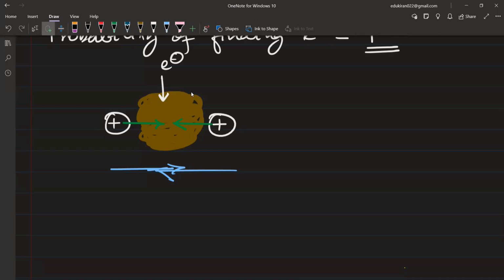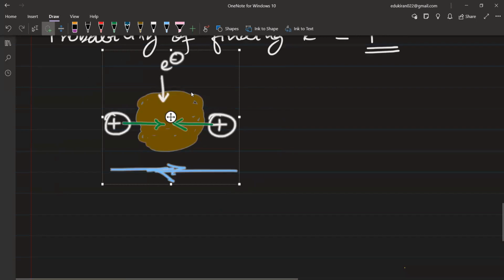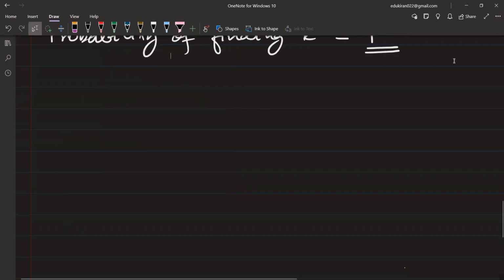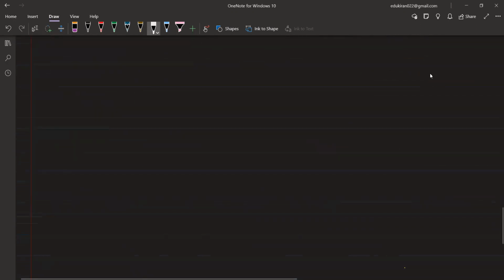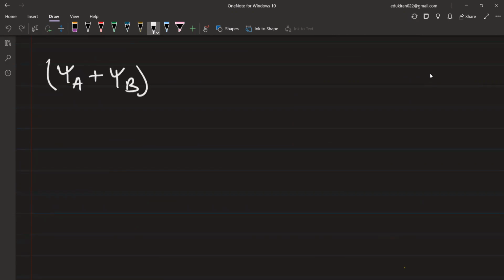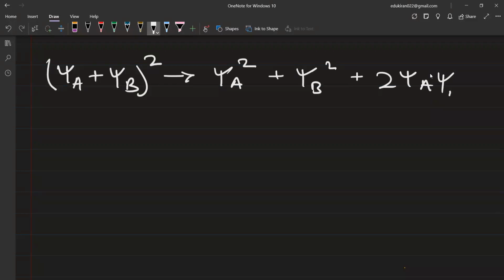And that is why we are talking about psi, and now we are going to look at the psi square. Now, please see, when we had psi, A plus B, psi A plus psi B, and we are going to square it. Why are we going to square it? We are going to square it because psi square is going to give the probability of finding electron. This will give me psi A square plus psi B square plus 2 psi A psi B.